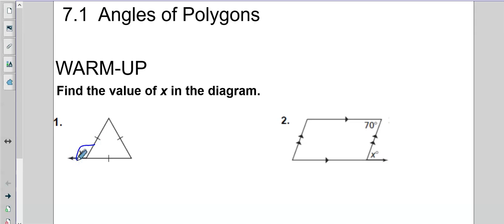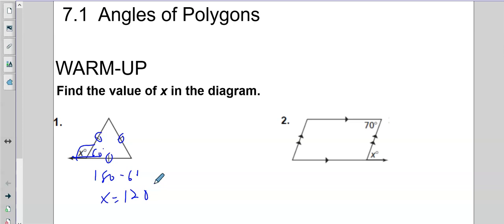All right. Well, notice this is an equilateral triangle. All three lines are the same. That means all the angles are the same. This is a 60, 60, 60 triangle. So if that's 60, then since it forms a straight line, those two are supplementary. They are a linear pair. 180 minus 60 means x is 120 degrees.